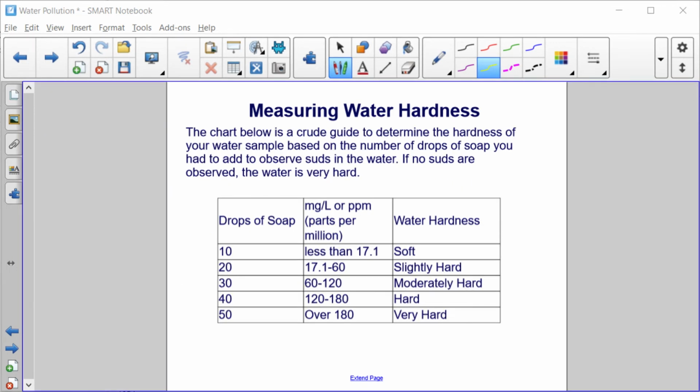The chart below is a crude guide to measuring the hardness of your water sample based on the number of drops of soap you had to add to the water to observe suds in it. If no suds are observed, the water is very hard. If we start with 10 drops of soap and we observe suds, we'd call that soft. As we add 10 more and 10 more and 10 more, and that's when we see suds, we go from slightly hard to hard. And then if we add 50 drops of soap and we still don't observe any suds, we would classify that as very hard water.